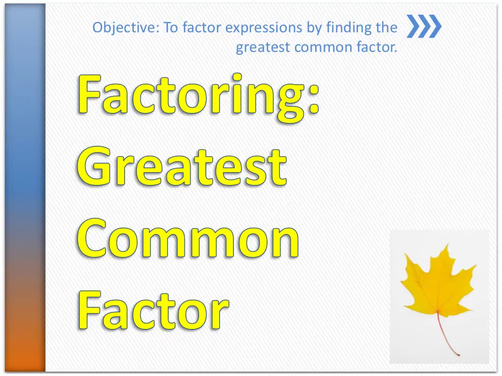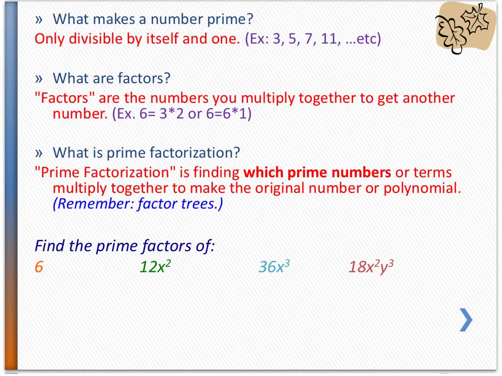So we're going to be taking a look at factoring by finding a greatest common factor. Alright, so the first thing we need to do is review a few vocab words. So prime numbers. What is a prime number? Well, a prime number is a number that is only divisible by itself and the number 1.